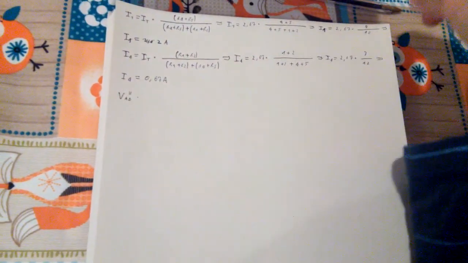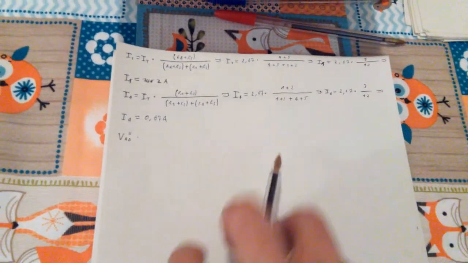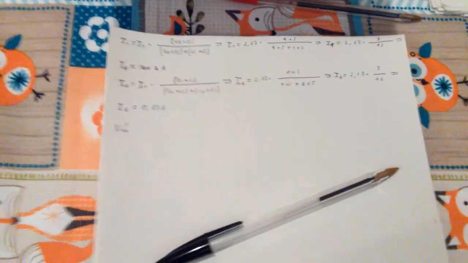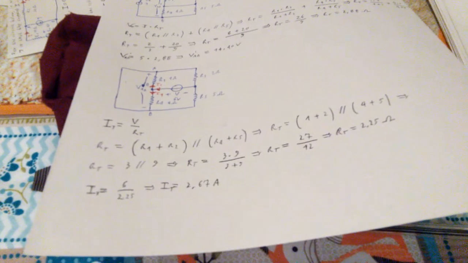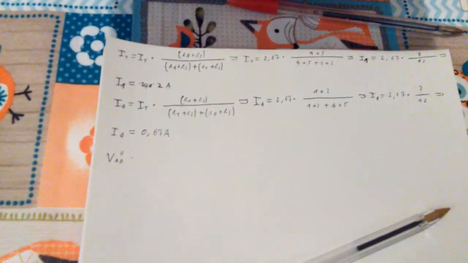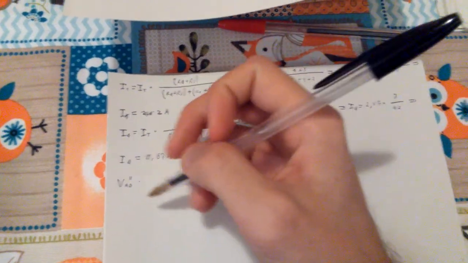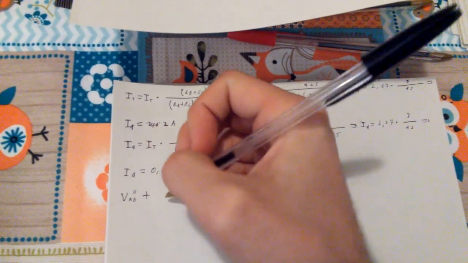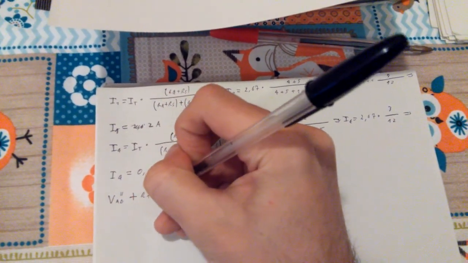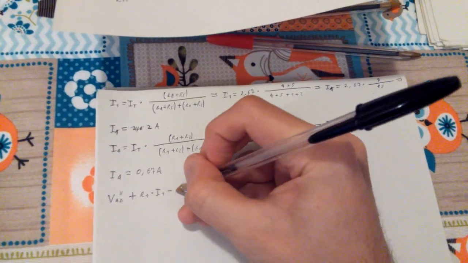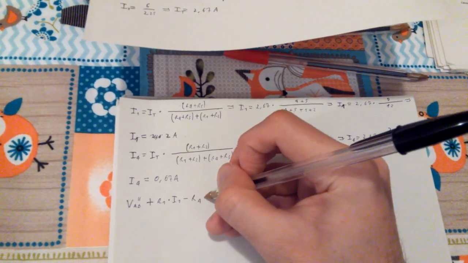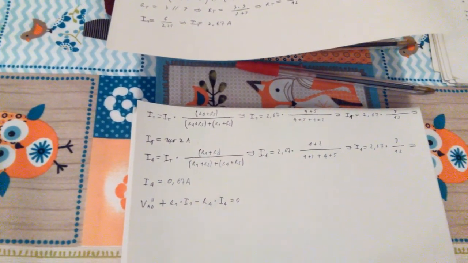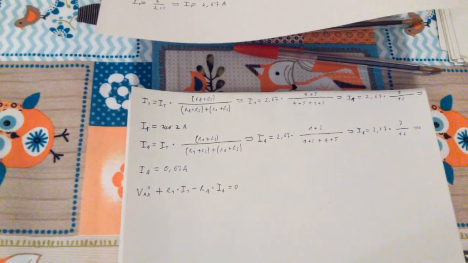But apart from this, the clever trick is that VAB second, okay, from this is actually going to be VAB second plus, and this should remind you of something, plus R1 I1 minus R4 I4 equal to 0. Does it look familiar? Of course it does. It's Kirchhoff's law.